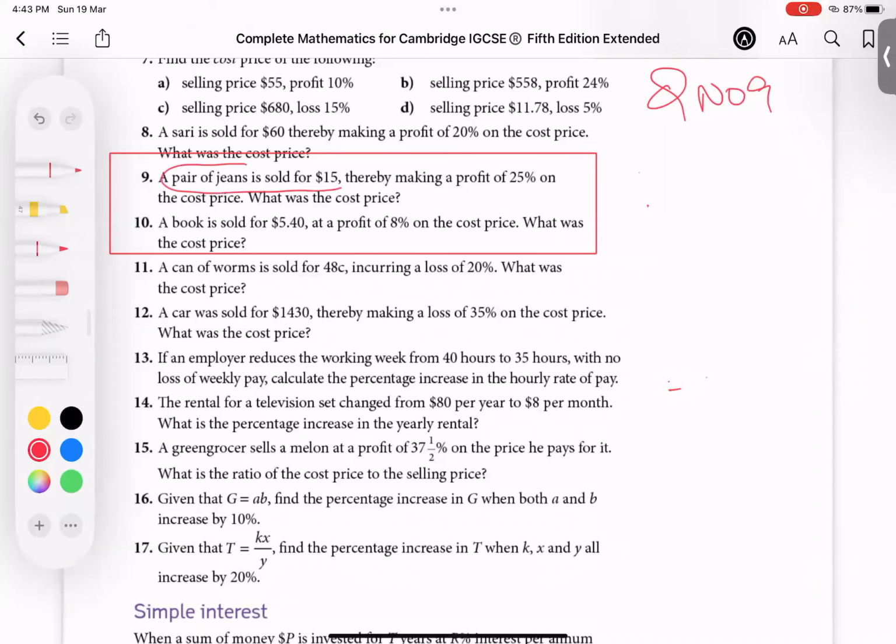A pair of jeans is sold for $15, and there's a profit of 25%. Make sure of one very important thing. Whenever you have a sale price, the sale price consists of two things. For example, when a shop buys something, that is called the cost price. So cost price plus profit, because they have to earn some money also. I said before, always take the cost price as 100%. And let's say profit is there. According to this question, profit is 25%. So 100 is their cost price and 25 is the profit. So it means 100 plus 25.